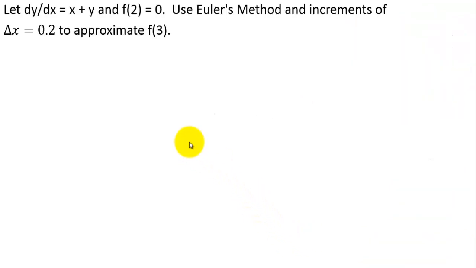Euler's method. Let dy dx equal x plus y and f of 2 equals 0. Use Euler's method in increments of 0.2 to approximate f of 3.